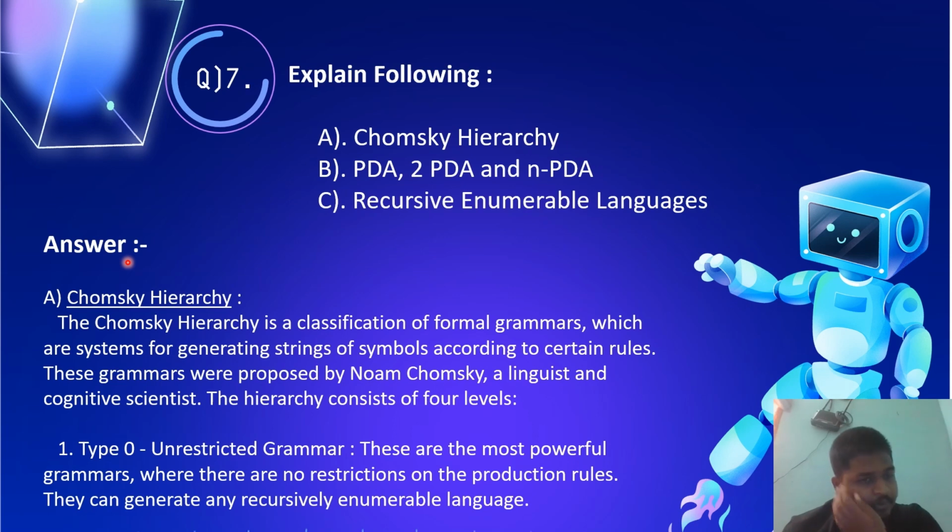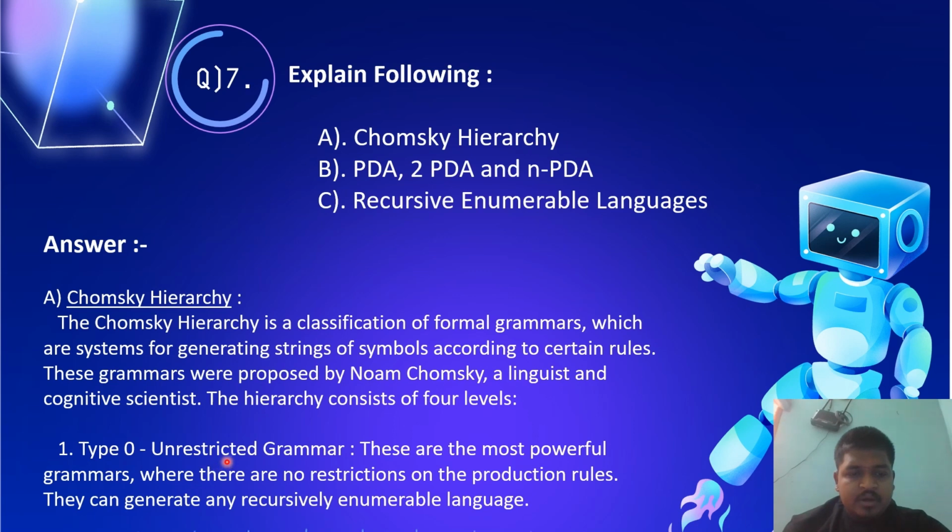Answer is option A, Chomsky hierarchy. The Chomsky hierarchy is a classification of formal grammars, which are systems for generating strings of symbols according to certain rules. These grammars were proposed by Noam Chomsky, a linguist and cognitive scientist. The hierarchy consists of four levels.